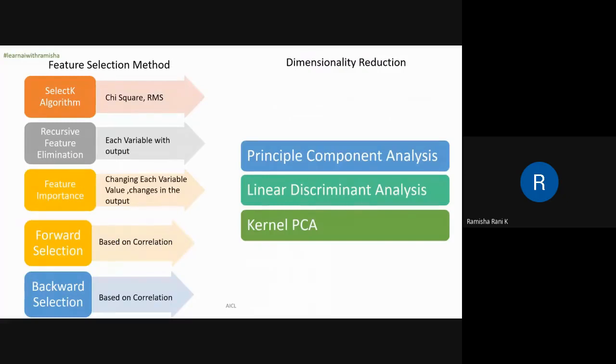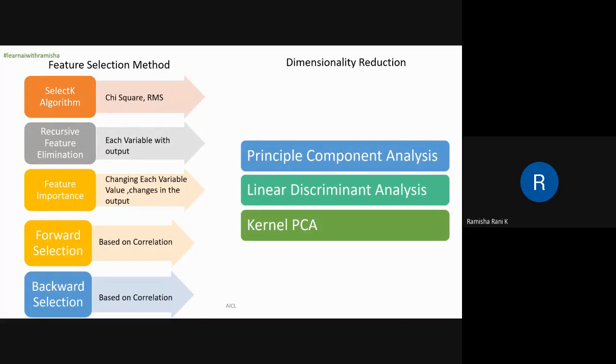Now I'm going to tell you what the feature selection methods are. The first method is the SelectK algorithm. It fully depends on chi-square and RMS value, root mean square value. Then recursive feature elimination. So what is recursive feature elimination? We'll see in detail. This fully depends on each variable with the output. Here, when I say variable, I mean the input column.